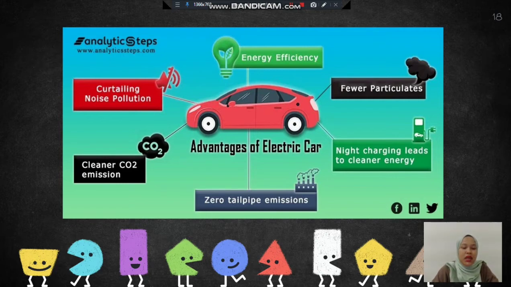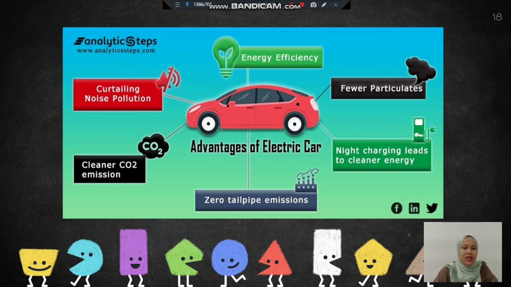The biggest factor making electric vehicles an asset is that electric vehicles that run on electricity emit zero tailpipe emissions. The second, because of zero tailpipe emission, the carbon dioxide emissions of electric vehicles are much cleaner compared to the emission from eco-friendly petrol engines. Next, curtailing noise pollution, because electric motors are generally very quiet. As per fuel economy, electric vehicles convert over 77% of the electrical energy from the grid to power at the wheels. Next advantage is fewer particulates. The electric vehicles are not directly emitting these particulates into the street air.